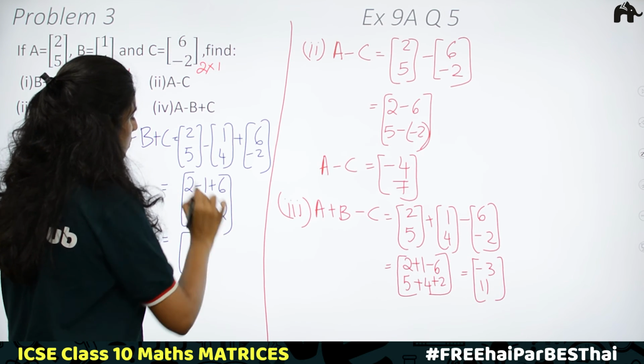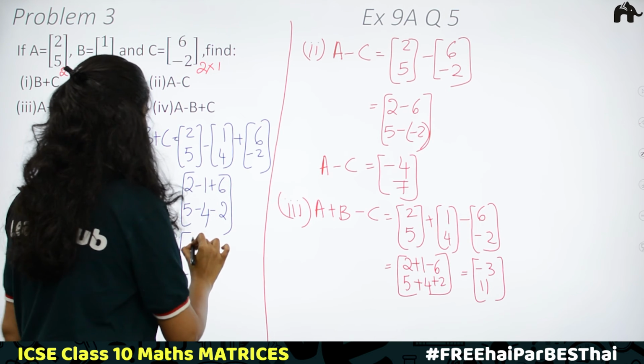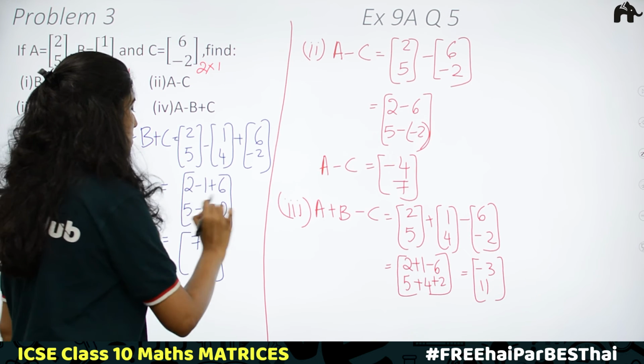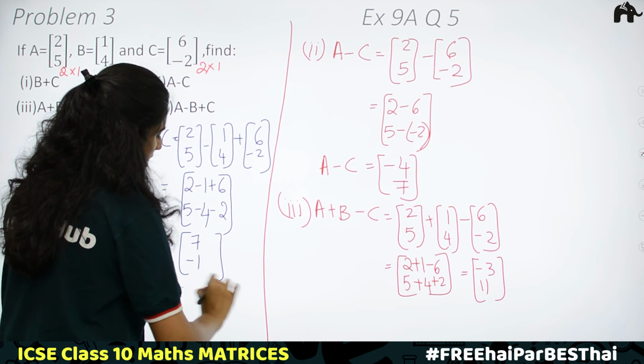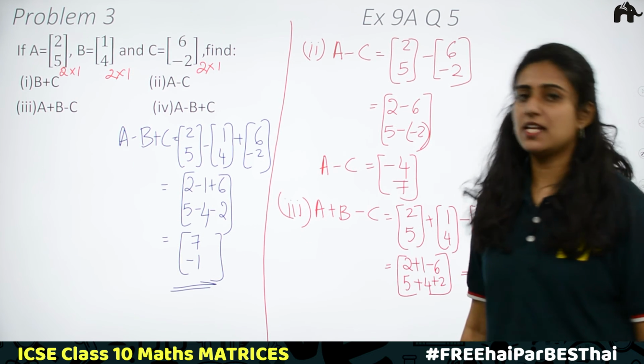That is equal to 2 minus 1, 1, 1 plus 6, 7. First element is 7. 5 minus 4 is 1, 1 minus 2, minus 1. 7 and minus 1 are the elements of A minus B plus C.